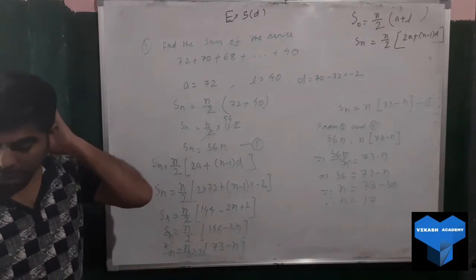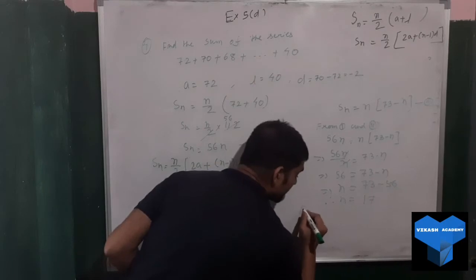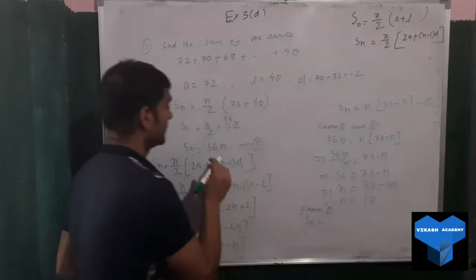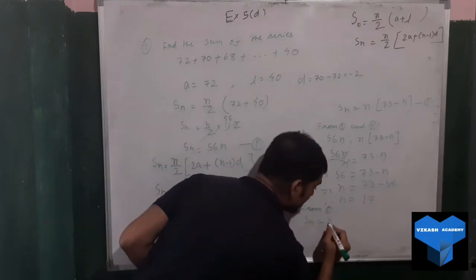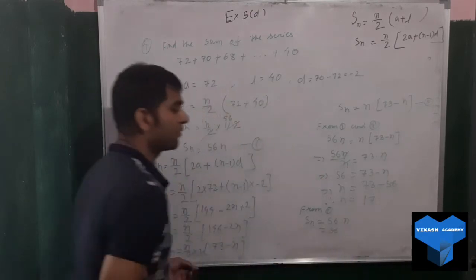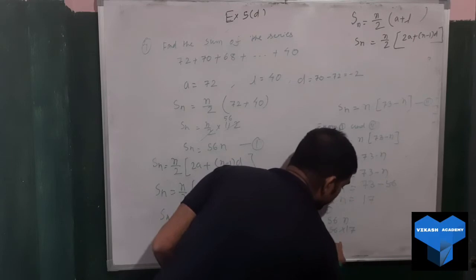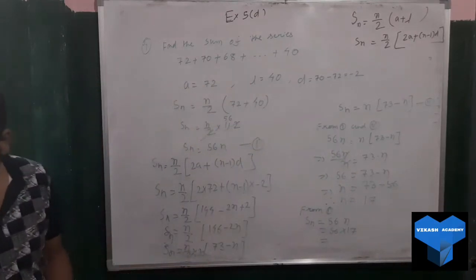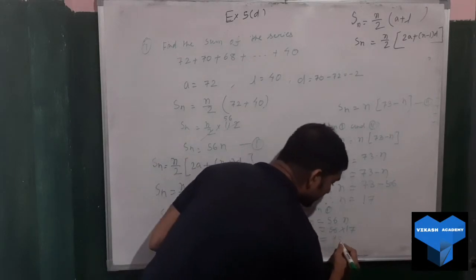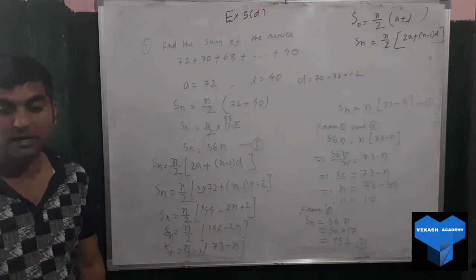Let us find out the summation. From equation 1, what can you write? From 1, we have S_n equal to 56n. What is n here? Our n is 17. So multiply 56 into 17. How much are you getting here? 56 into 17 will be 952. So this will be your answer. You can multiply 56 into 17, 952.